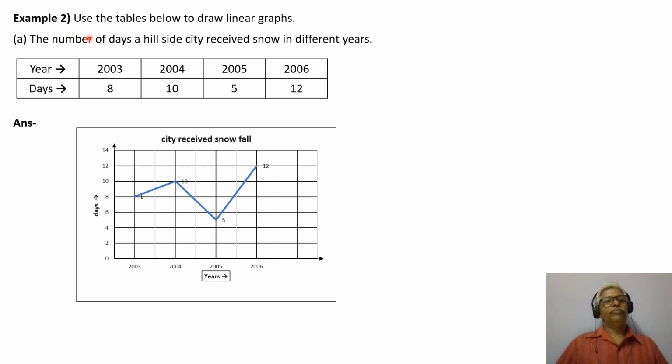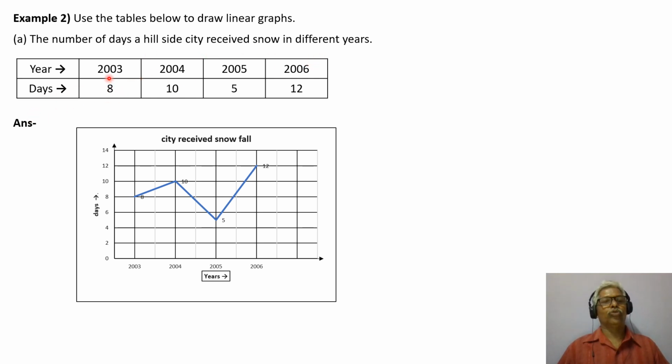Example number 2. There are two parts. Let's take the first part. Here we have to draw linear graphs. Use the table below to draw linear graphs. First one, A: number of days a hillside city received snow in different years. Very simple data. Year 2003, 2004, 2005, and 2006, 4 years, and they received snow.